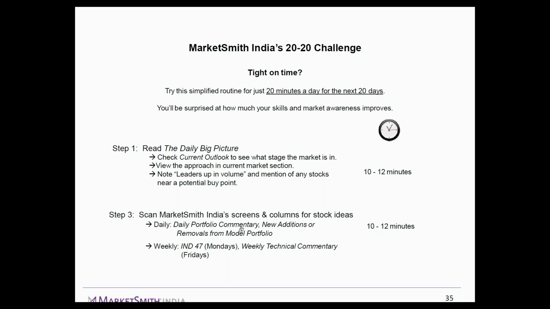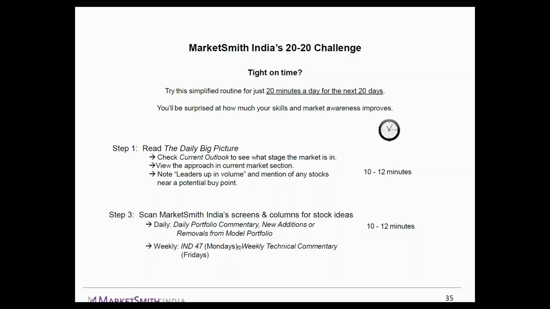So the other thing where we can scan stocks is on our chart list, that is the IND 47 list. This list you can monitor every Monday, because this is updated every week on a week to week basis. So in the past week, whichever stocks have shown strong price volume action, those are the ones that make it onto this IND 47 list. This is ideally a place where we can identify the future good stocks.